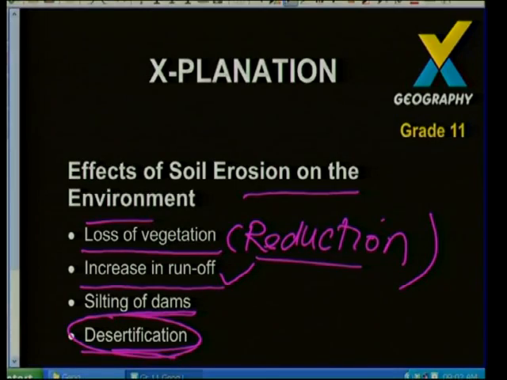The silting of dams. As more and more soil is eroded, this soil finds its way to dams, which results in a reduction of water supply to most areas. And lastly, desertification. Remember, with deforestation comes desertification. And as we've now discussed, with the removal of trees and plants, you have a loosening of soil and a reduction of soil nutrients. This accelerates soil erosion and leaves the ground and landscape bare. The term used to describe this landscape is desertification.